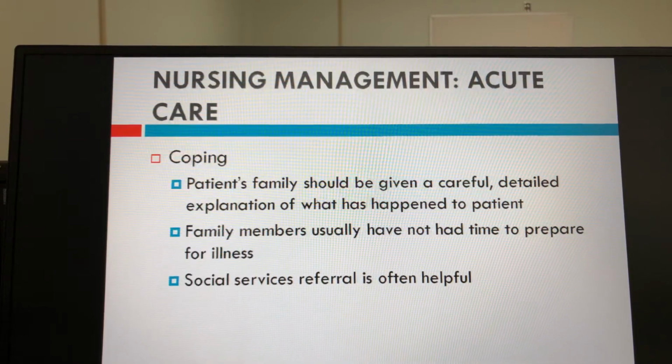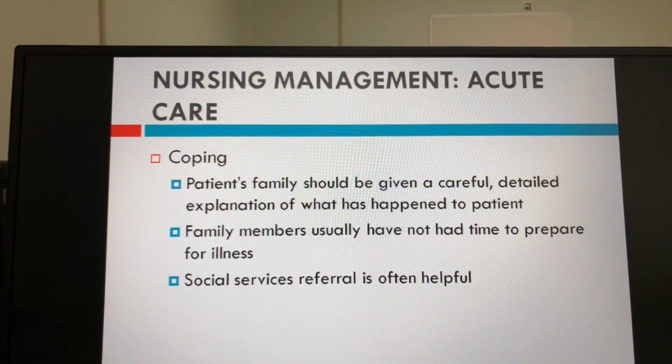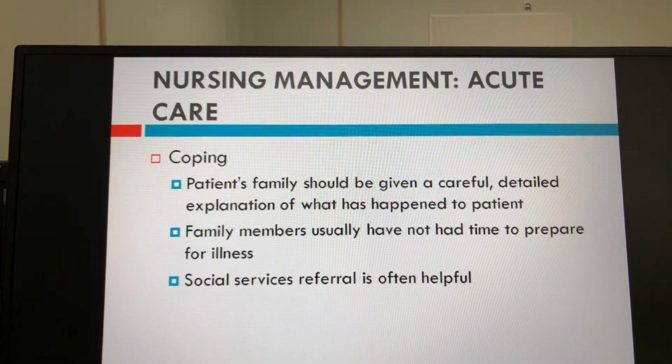So, let me see that I don't get ahead of myself here. No, okay. The next, I got a slide, but I'm missing my notes. Well, with coping, before I go to this slide that's showing, because I have notes that I don't have a slide for.